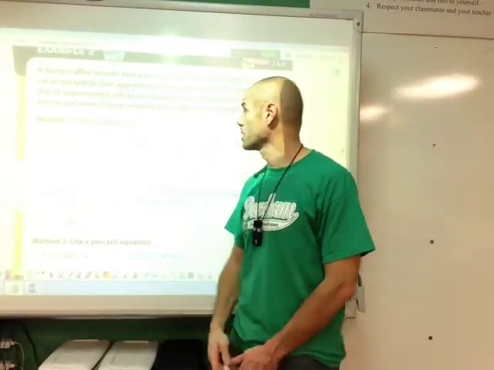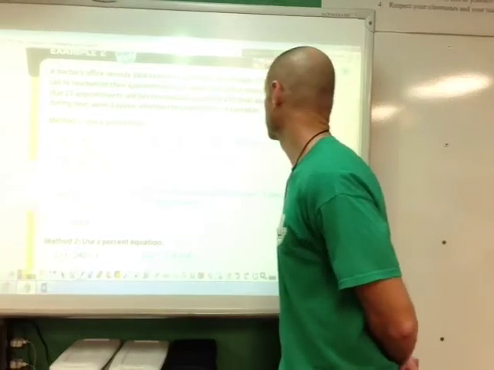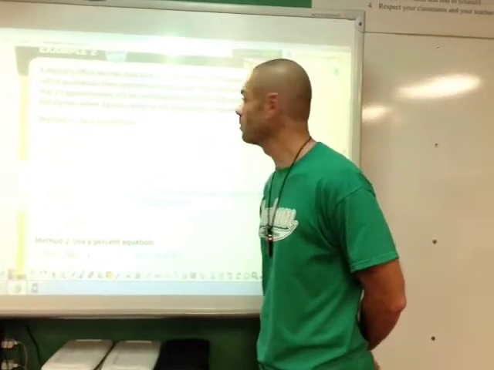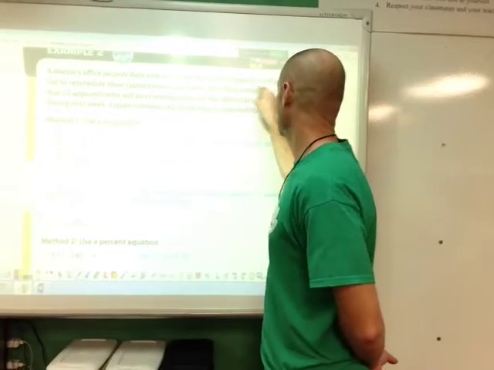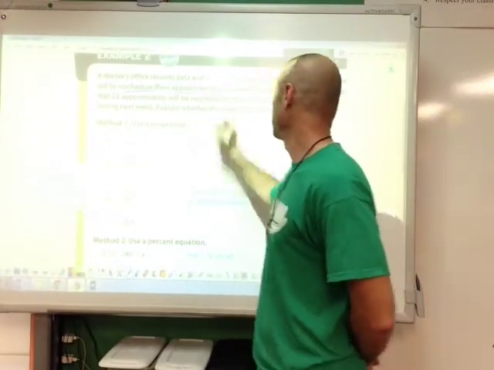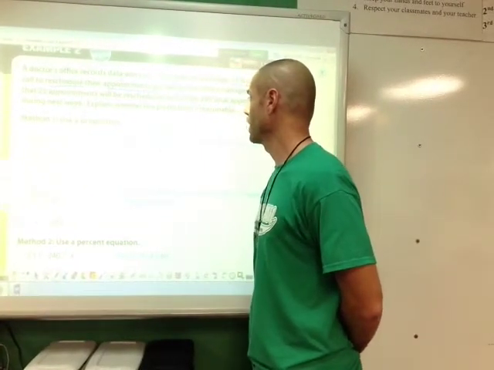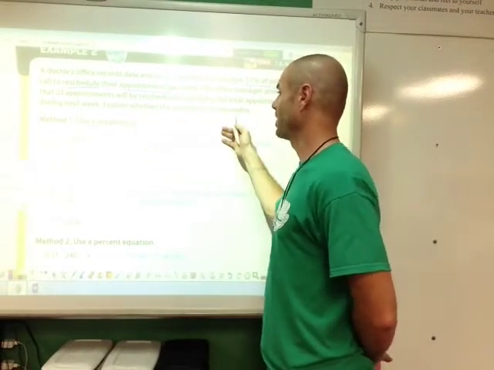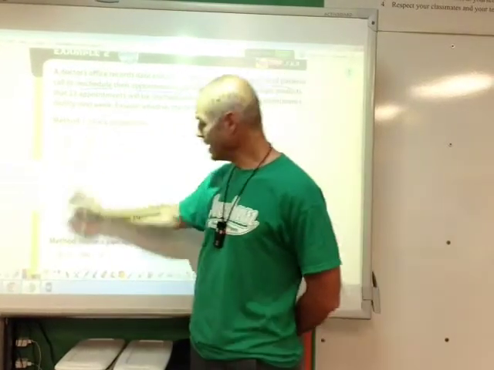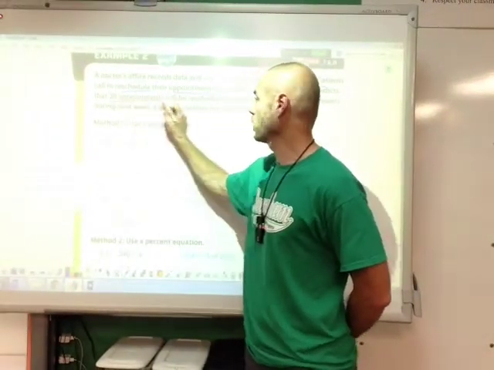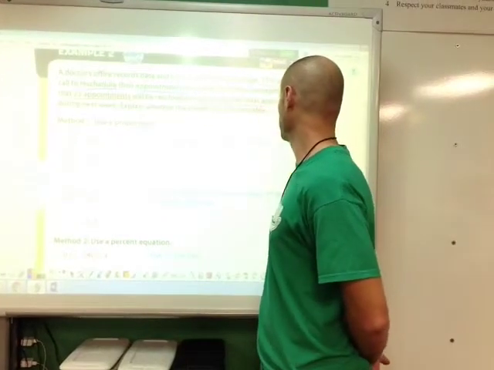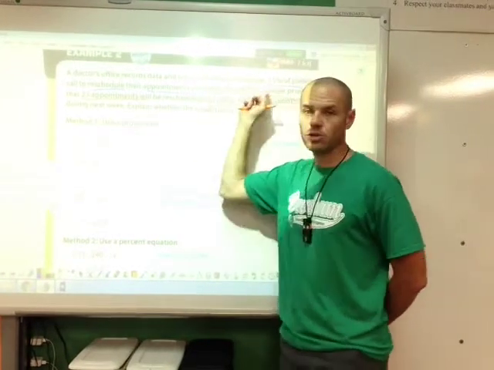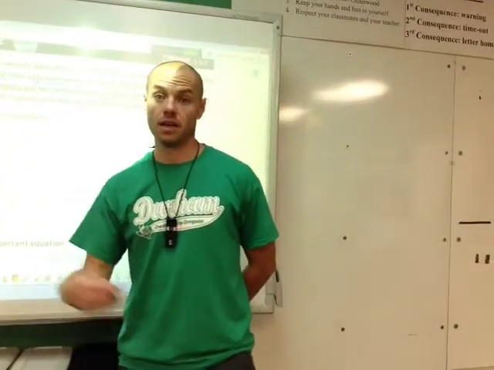It says a doctor's office records data and concludes that on average 11% of patients call to reschedule their appointments per week. The office manager predicts that 23 appointments will be rescheduled out of the 240 appointments during the week. Explain whether the prediction is reasonable. So we need to find out if 23 appointments out of 240 total is close to 11%. We have to prove that. And if it's close to 11%, then we know it's reasonable.